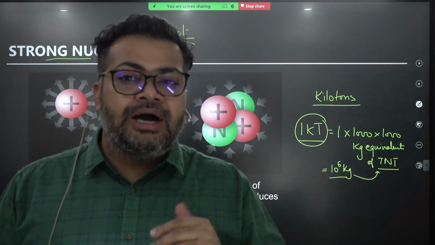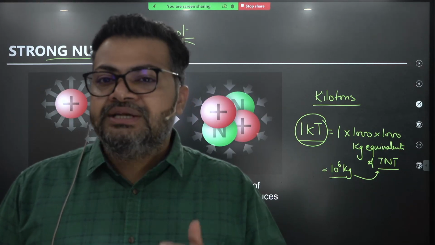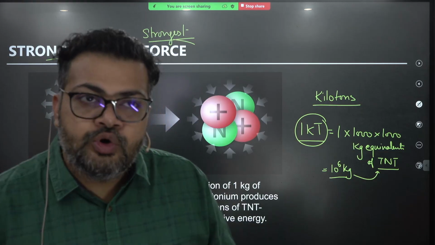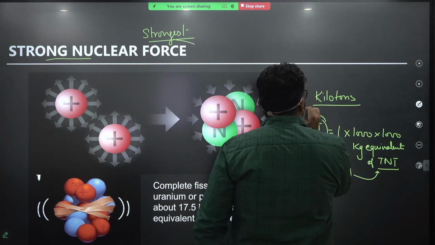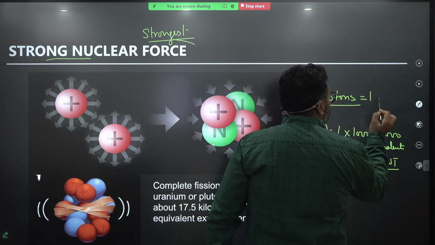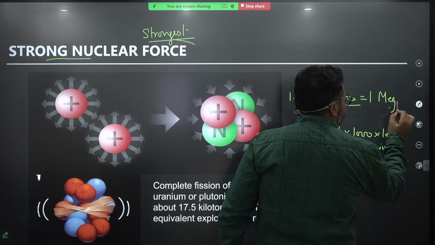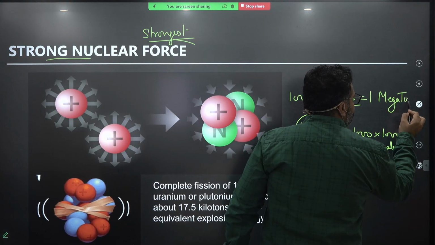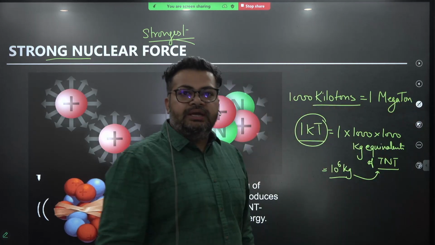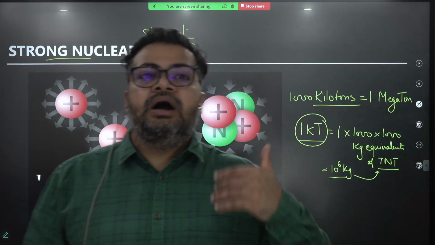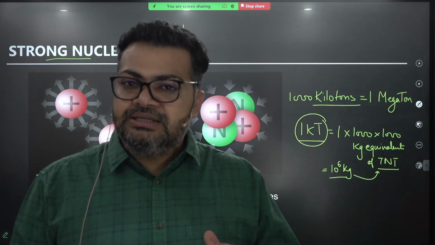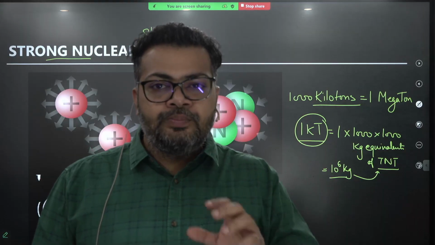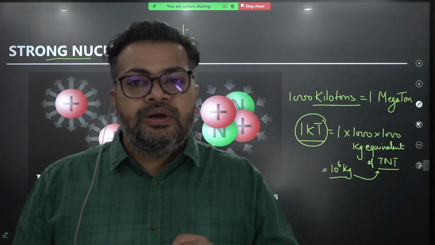There is also another unit for measuring the intensity of nuclear weapons. We call it megatons. Megaton is 1000 kilotons. 1000 kilotons makes 1 megaton. So it is 1000 times higher than kilotons. So we can use megatons or kilotons to measure the intensity of a nuclear bomb.